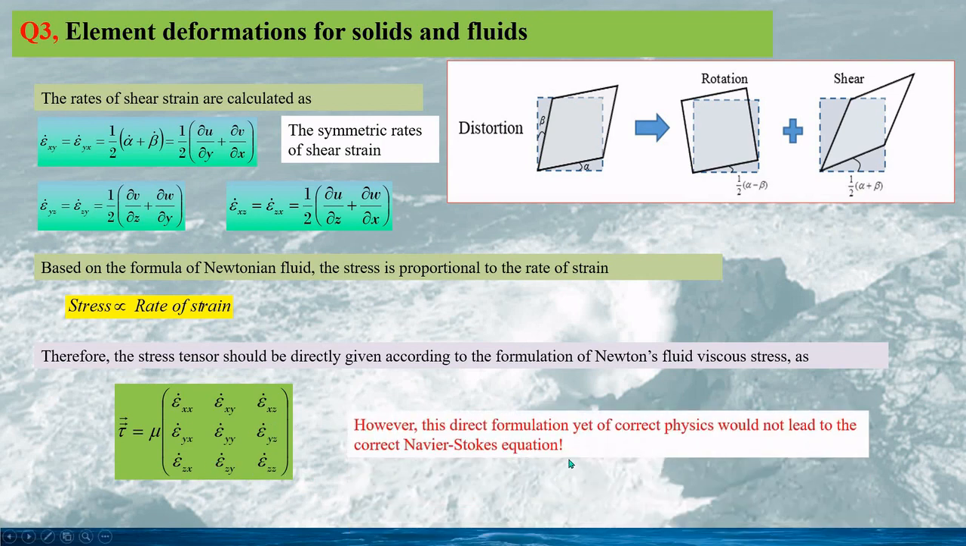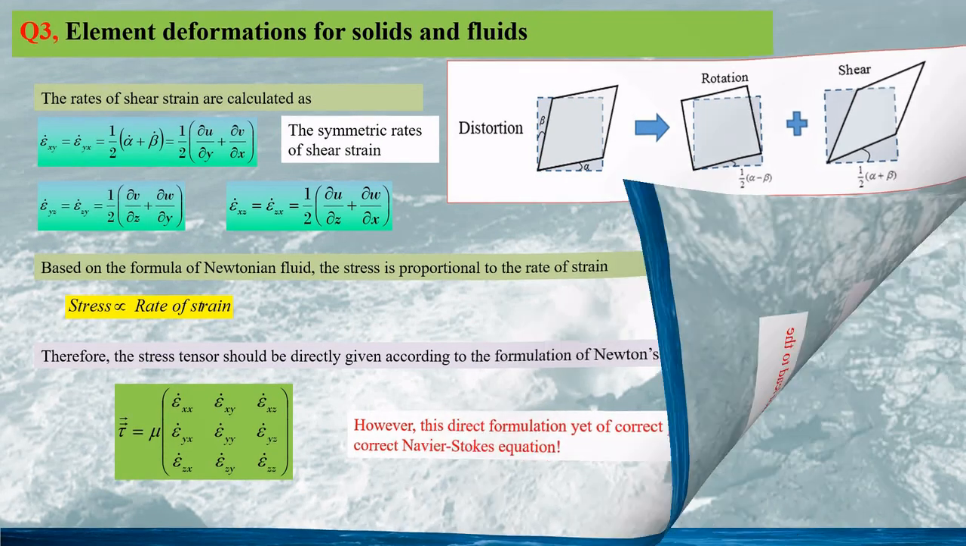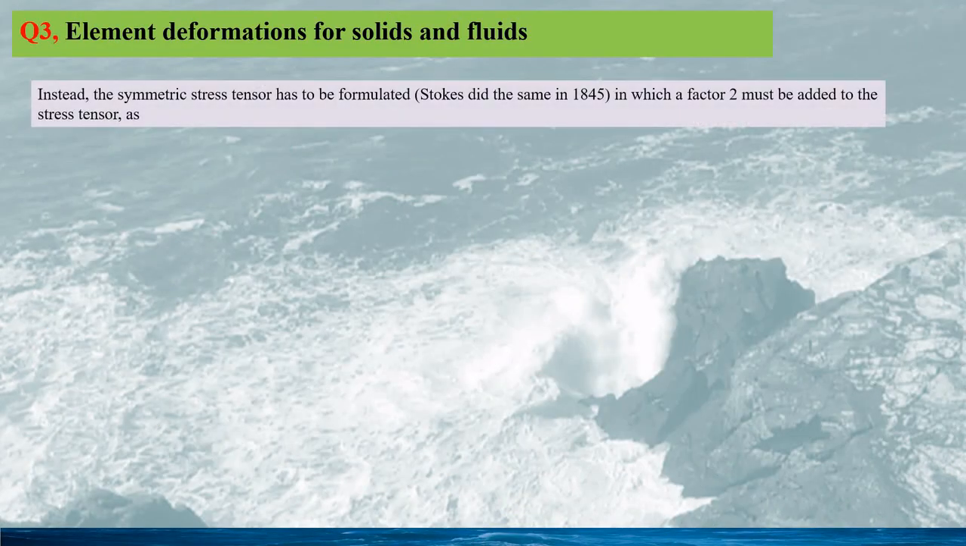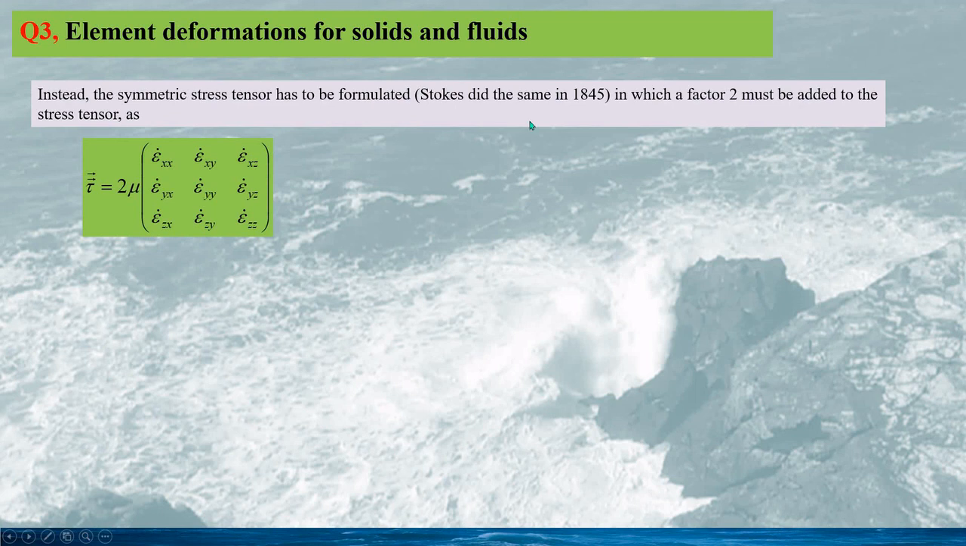But this stress tensor would not lead to the correct Navier-Stokes equation. Instead, the symmetrical stress tensor has to be formulated as this. Stokes did the same in 1845, in which the artificial factor 2 must be added to the formulation. However, the question is, the factor 2 has no physical foundation.